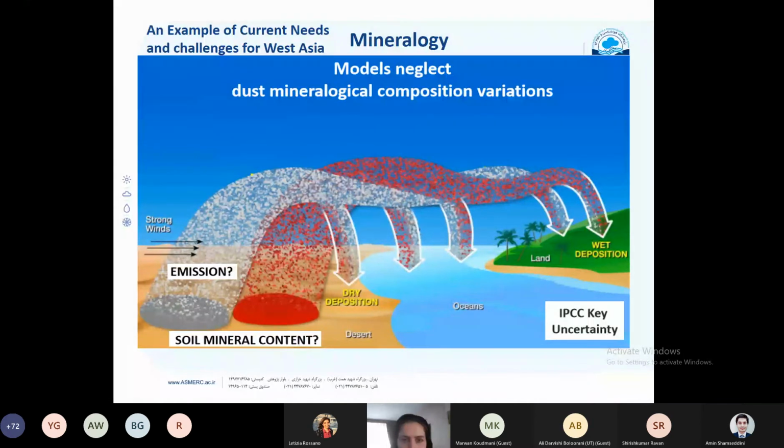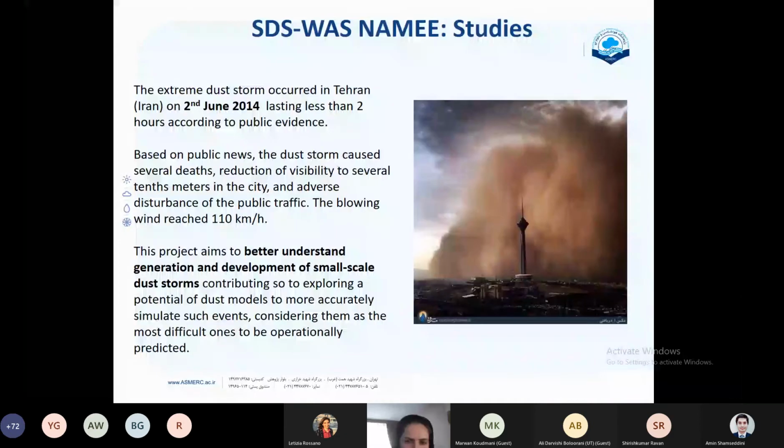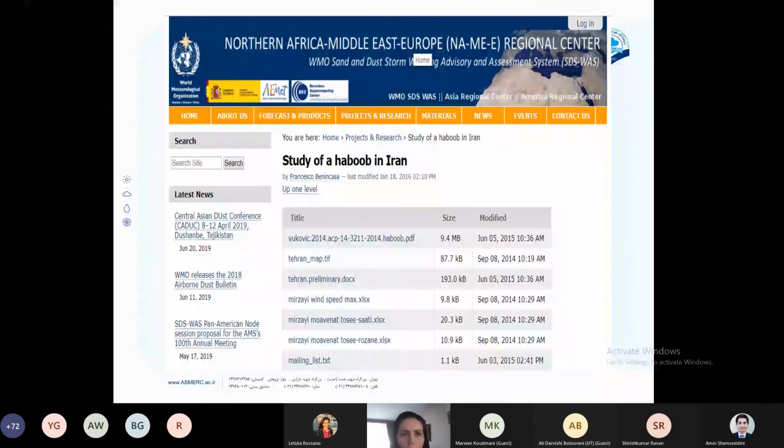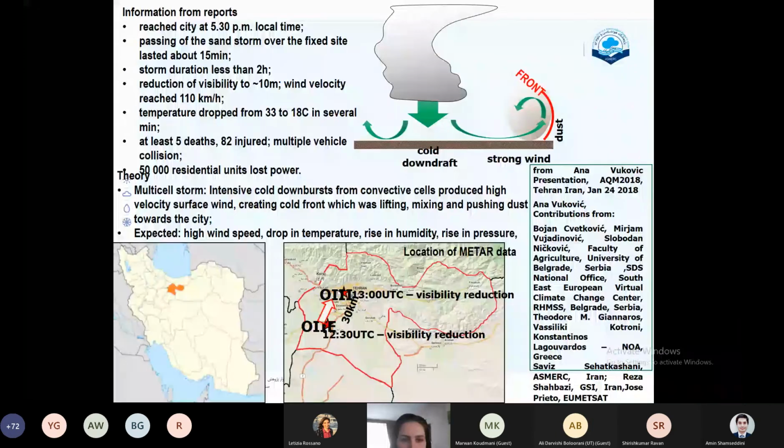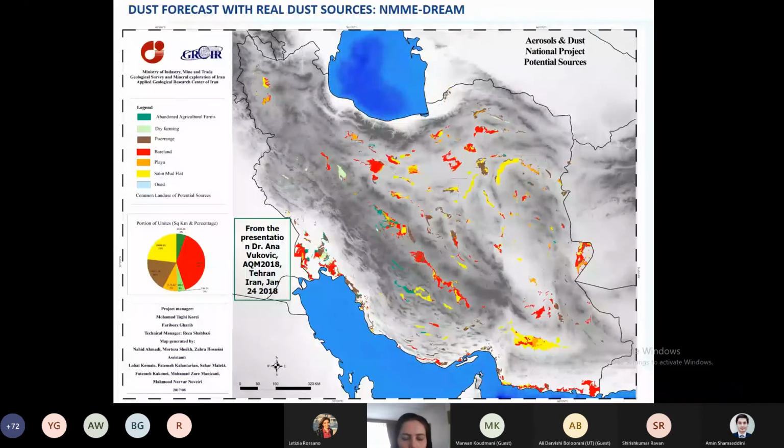And this is one of the projects that I told you about before, for Haboob in Tehran, that is called the cold downdraft. In some minutes, we have a rise in humidity, rise in pressure, high wind speed, and drop in temperature. With the help of the Ministry of Industry, Mine and Trade and the Geological Survey, the field observation was introduced to the model with the team from Serbia and Dr. Ana Vukovic, and then the model output was improved, and it is now under publication.